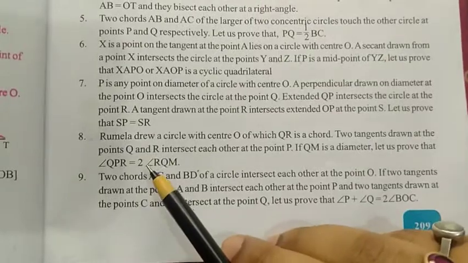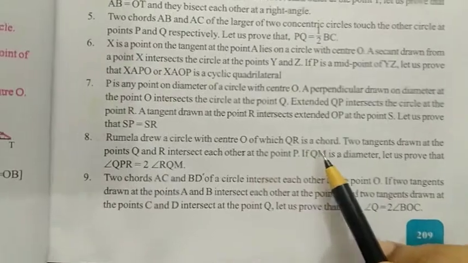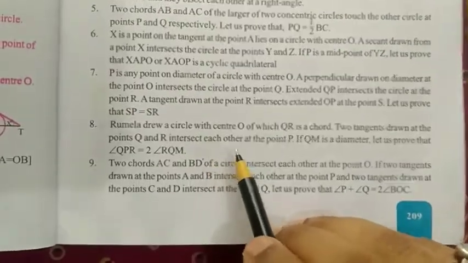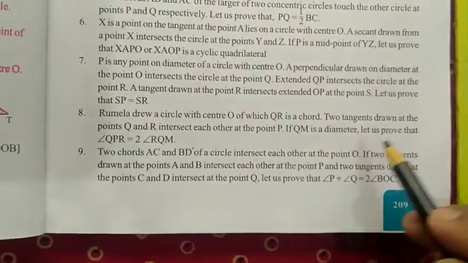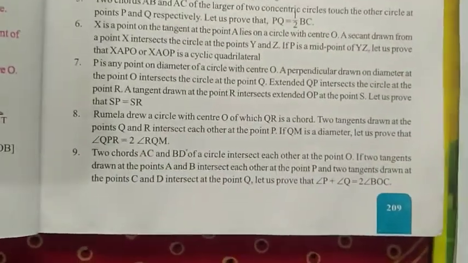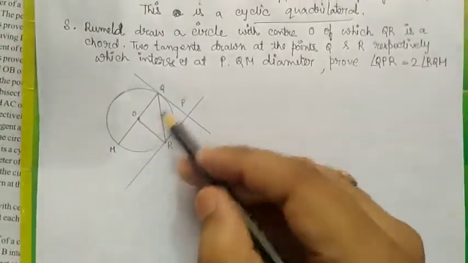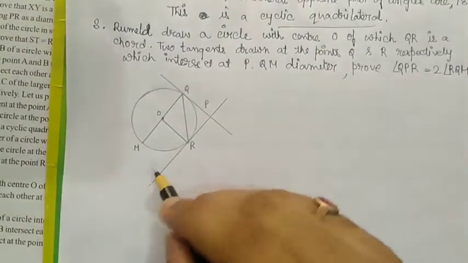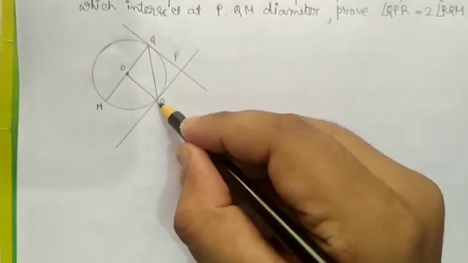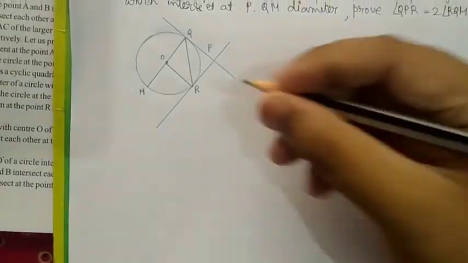Sum number 8. In chapter 15.1, Rumela drew a circle with center O, of which QR is a chord. Two tangents drawn at the points Q and R intersect each other at the point P. If QM is a diameter, let us prove that angle QPR equals twice angle RQM. Here two tangents are drawn, one at R and one at Q. Both intersect at the point P.